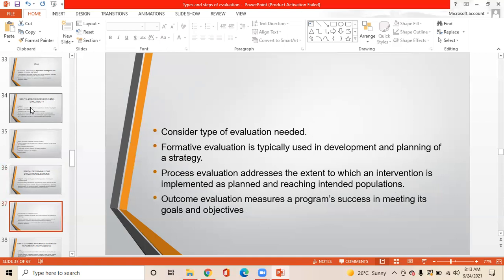Consider which type of evaluation is needed. Formative evaluation is typically used in development and planning of a strategy. Process evaluation addresses the extent to which an intervention is implemented as planned and reaching the intended population. Outcome evaluation measures a program's success in meeting its goals and objectives.